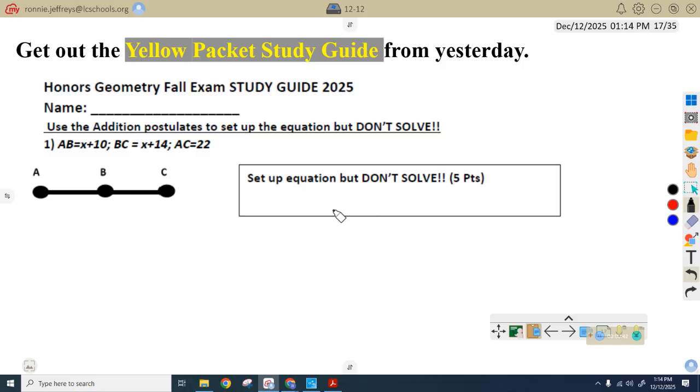Now, so addition postulate. Okay, it says that this plus this and then this is that. So it only says set it up, don't solve.